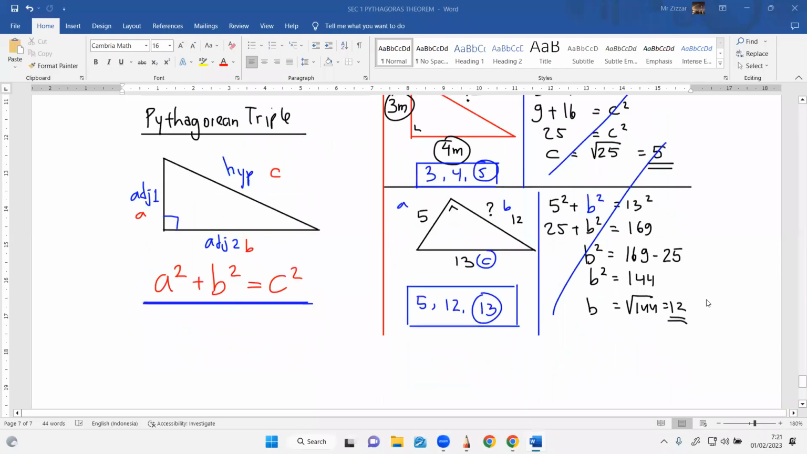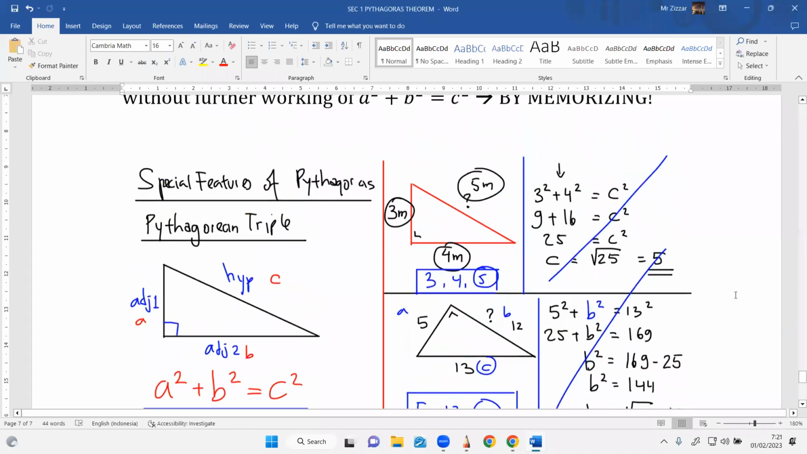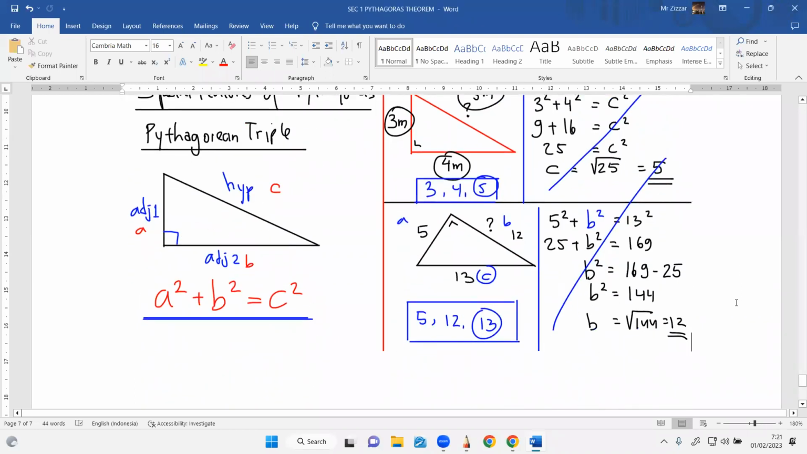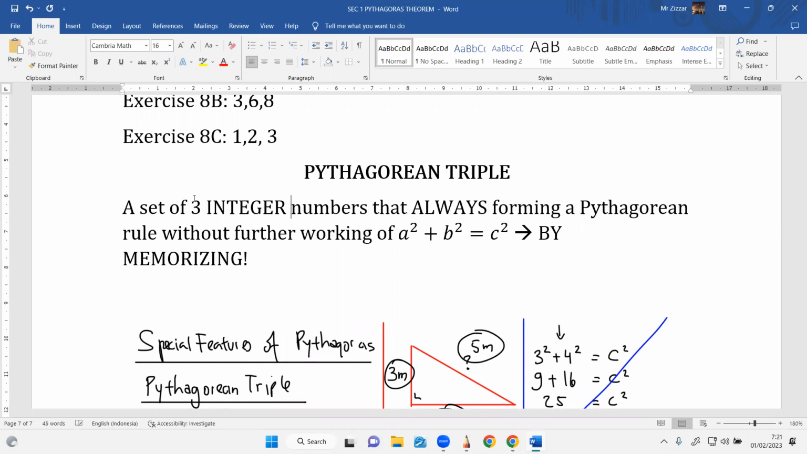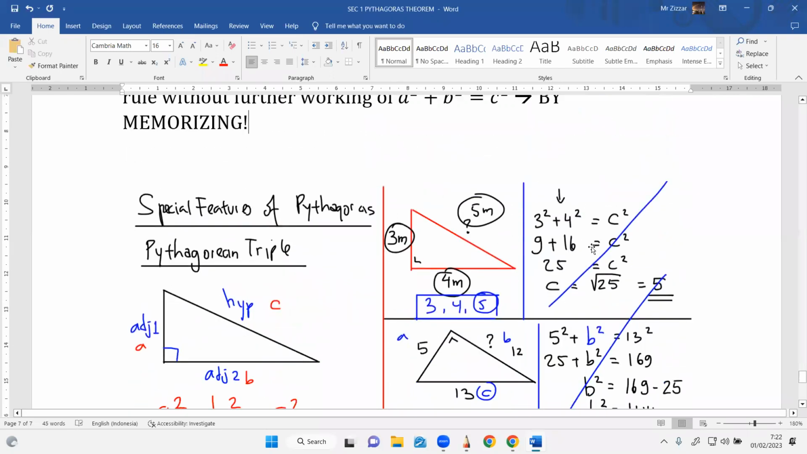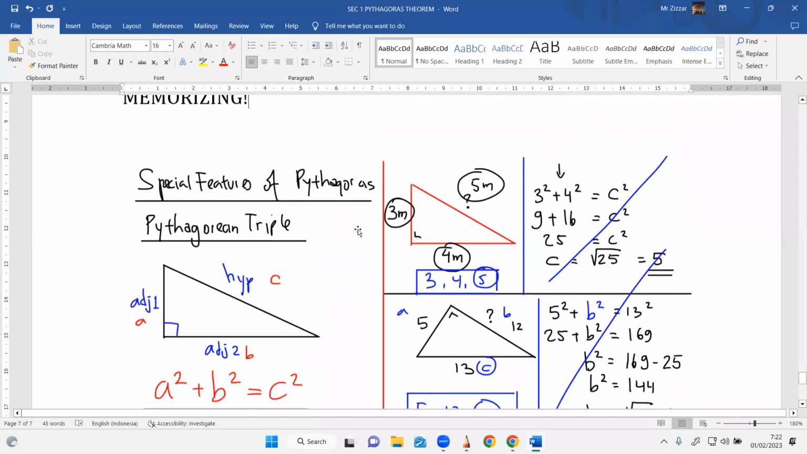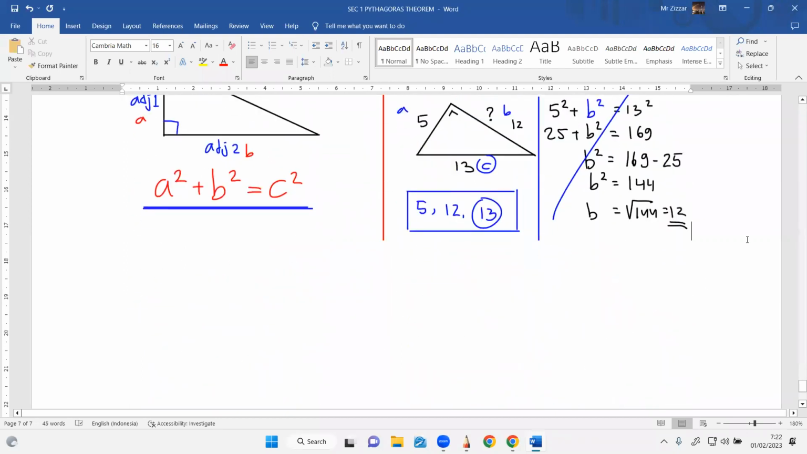Okay, let's continue. Again, I will give you the idea about the Pythagorean triple: a set of 3 whole-number integers, meaning no decimal. If you get a decimal, you don't have a Pythagorean triple, no problem. You can use the square formula, a square plus b square equals c square. So the Pythagorean triple is not applicable for all triangles. It's only applicable for an integer-value triangle.